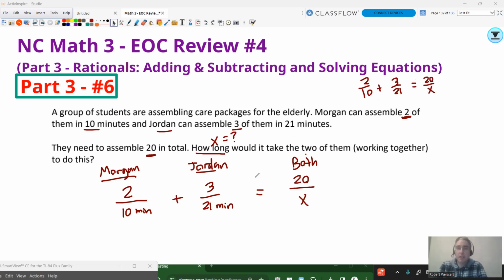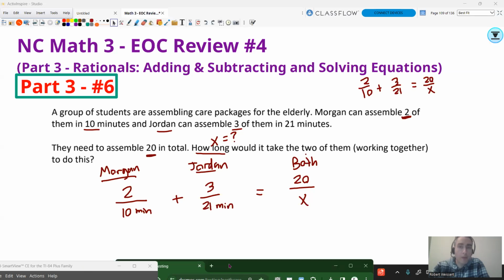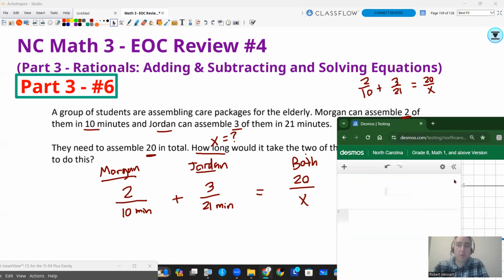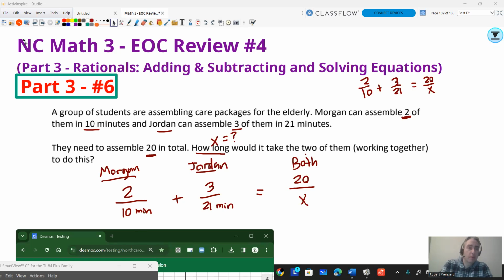Now, let me show you a different technique to solve that, using fractions. So maybe I want to just add 2 over 10 plus 3 over 21. And then I can click on this button here on Desmos, or if I'm doing a handheld calculator, I can do math enter. I get 12 over 35. So that would actually simplify to 12 over 35. I'm going to rewrite that as 12 over 35 is equal to 20 over x.